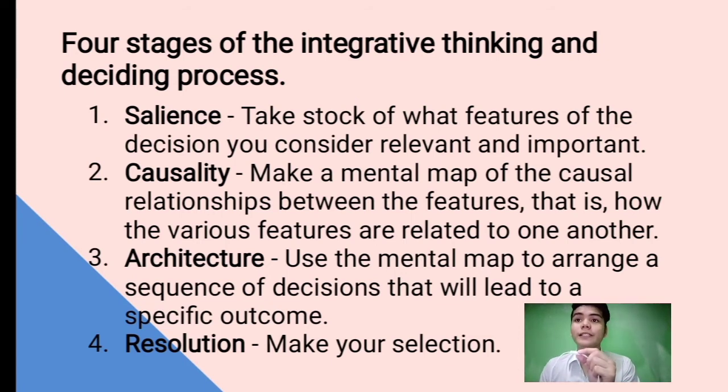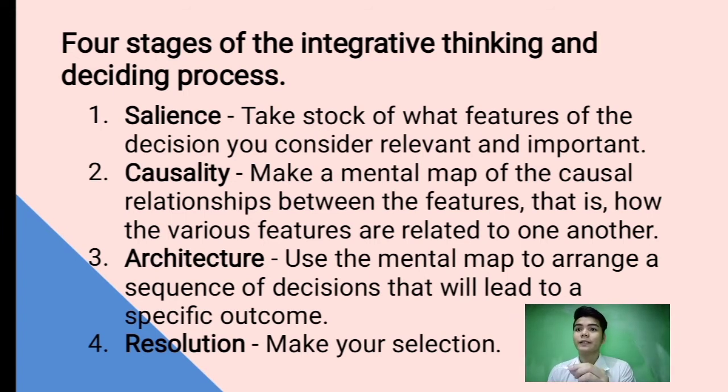For the second stage, causality, make a mental map of the causal relationships between the features, that is, how the various features are related to one another. At this stage, you should attentively explore causal relationships between salient factors for your decisions and eventual choices. Do not limit your analysis to linear relationships, but extend it to nonlinear causality and multidirectional causal relationships. And you should develop multiple causal models and consider many alternative theories.